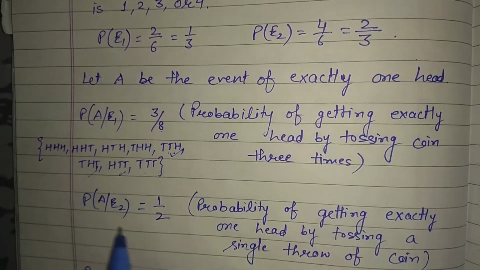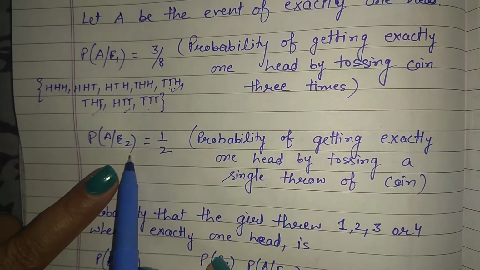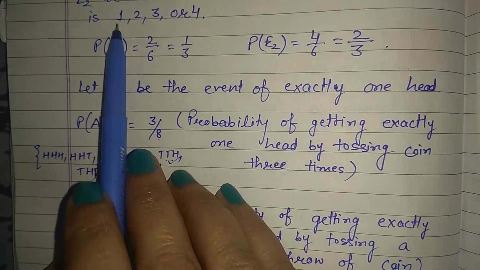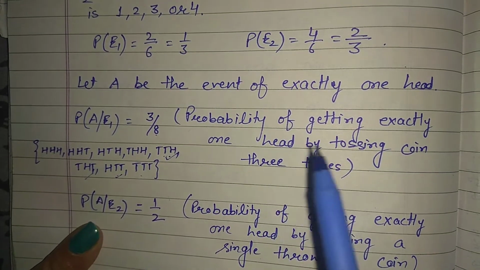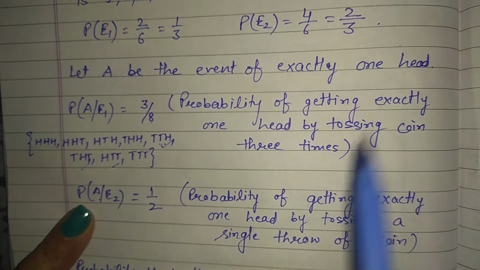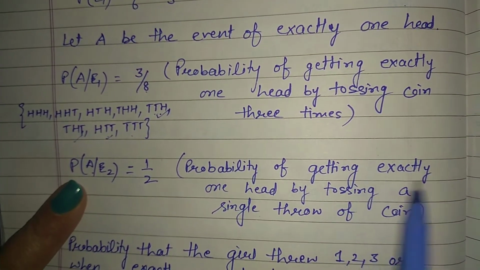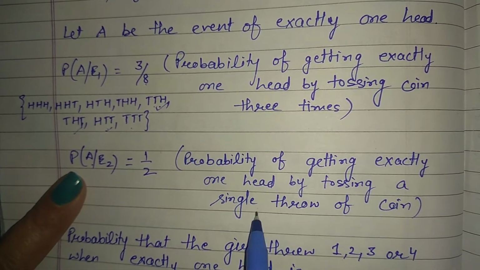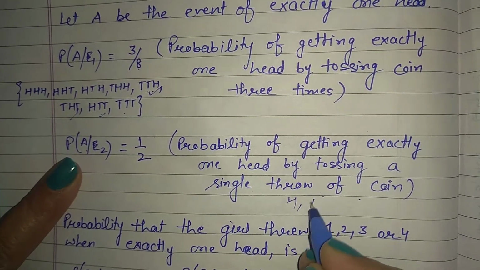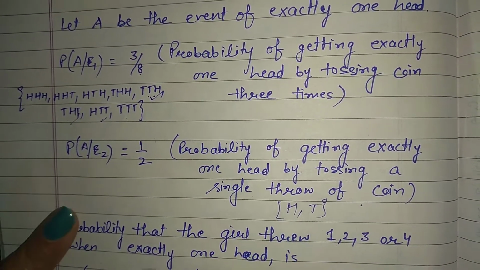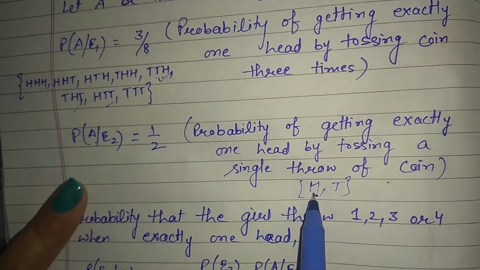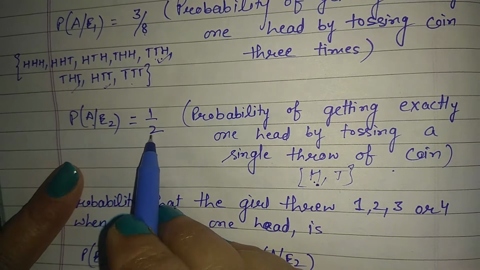Now P(A|E2). E2 is the event when 1, 2, 3, 4 come, and A is the event when exactly one head comes. It means the probability of getting exactly one head by a single toss of a coin. A single toss of a coin means H or T will come. Then what is the probability of exactly one head? That is 1 out of total 2, so it is 1 by 2.